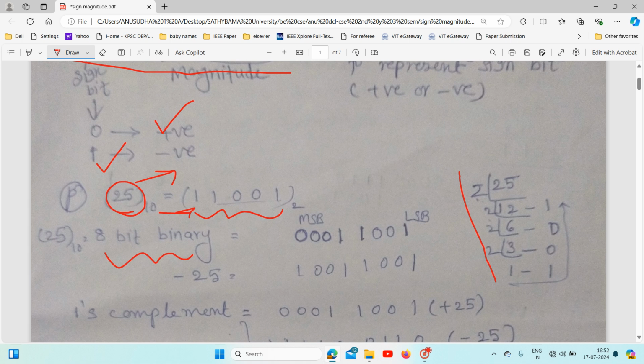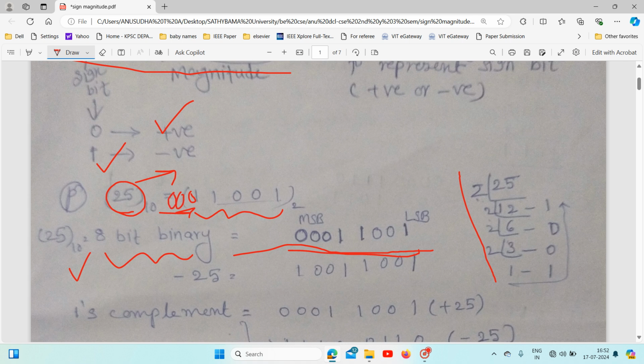This is the condition. Sometimes you will get the question, why should I represent the number in the form of 8 bits? Because in order to find out whether the given number is plus or minus, you compulsorily have to represent the given decimal number in binary as 8 bits. So the positive decimal number 25 can be represented using 8 bits like this. You just have to add 3 more zeros here in order to make 8 bits.